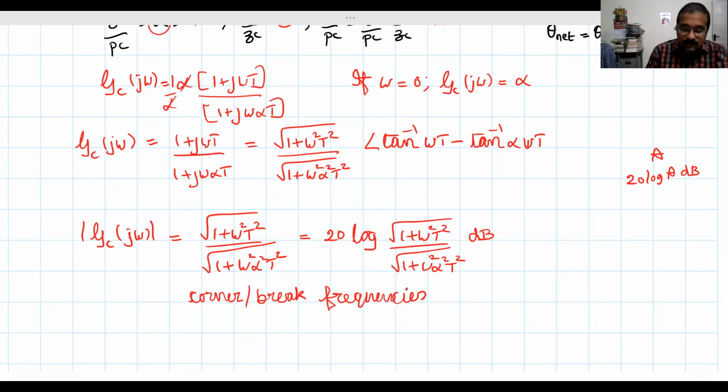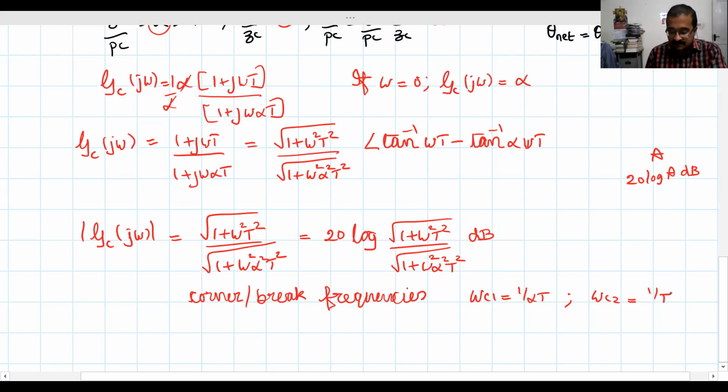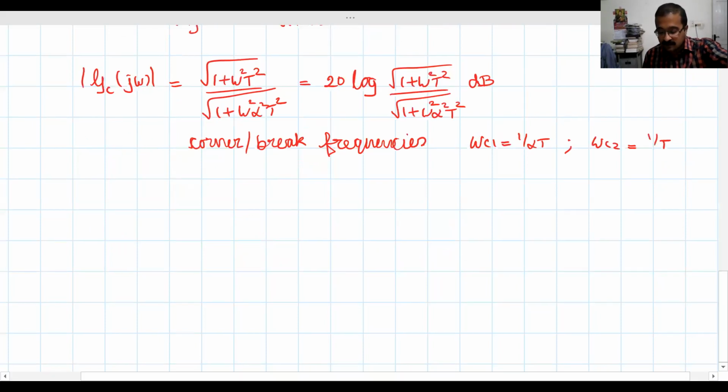So here we have two corner frequencies. Which are they? One is 1 by alpha t and the other is 1 by t. So omega c1 is 1 by alpha t and omega c2 is 1 by t. These are the two corner frequencies or break frequencies. Now we know alpha is greater than 1. Alpha greater than 1 implies alpha t must be greater than t, which means omega c1 must be less than omega c2.